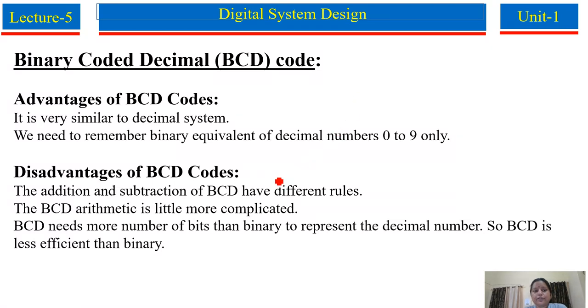Advantages of BCD: it is very similar to the decimal system, as it is the coding of decimal into binary, so we can very easily remember the binary equivalent of a decimal number. Disadvantages: arithmetic is a little bit complicated, like addition and subtraction. Some different rules apply in BCD, so arithmetic is a little bit tough. BCD also needs more bits than binary for representing any decimal number, so BCD is less efficient as compared to binary.